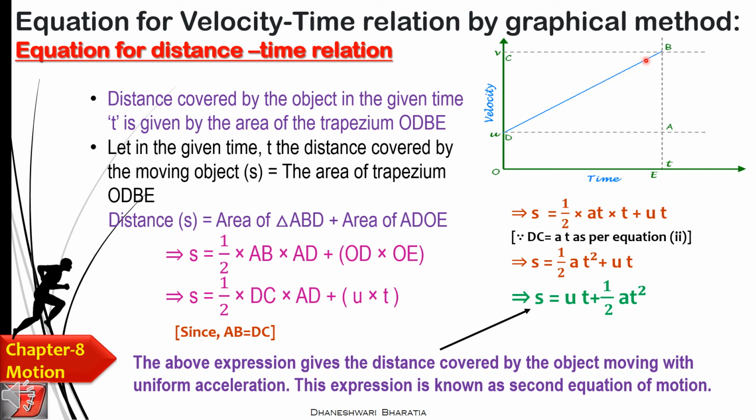If there is uniform acceleration, then how can we find the distance traveled by that object? By using this particular equation. Okay, and this expression is known as the second equation of motion. Am I clear, beta? Now let's move to the third equation.